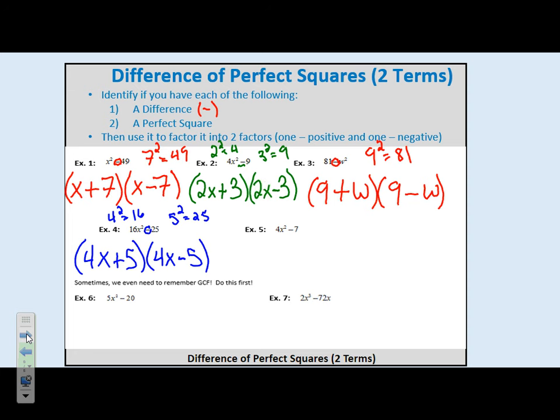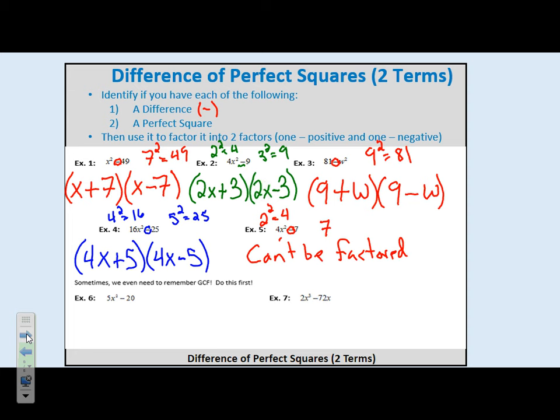Moving on to number 5. We are cruising. We have 4x squared minus 7. Okay, I have my difference, my subtraction. I know that 2 squared equals 4. Now 7. This is where we're going to run into a problem, you guys. 7 is not a perfect square. So if one of our numbers is not a perfect square, then we can't factor this. So this one can't be factored.